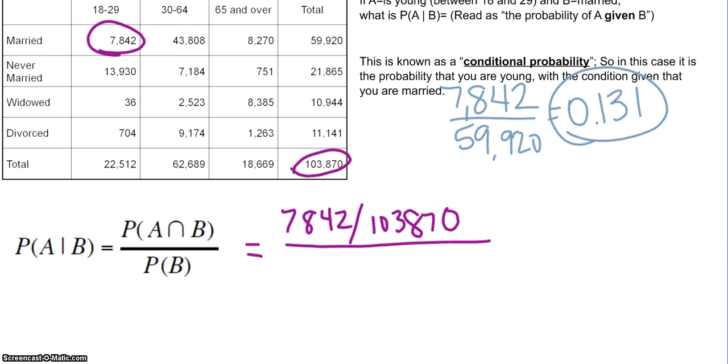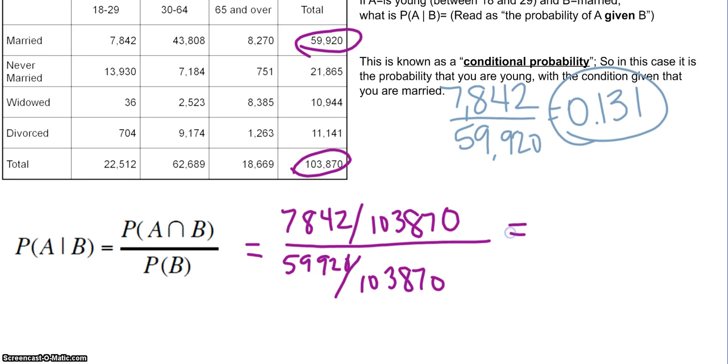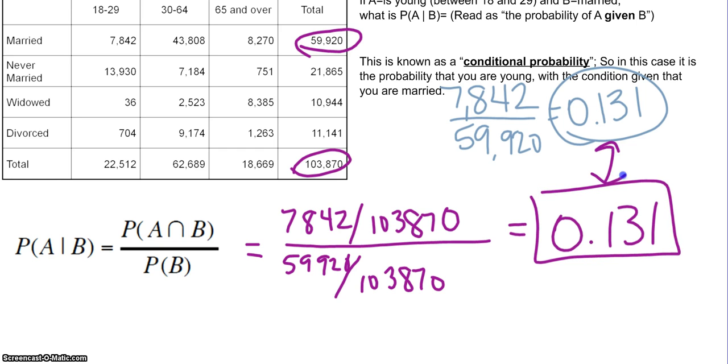Now, the probability of B was the probability that I'm married. So now we're looking at this total, 59,920, okay, over the total 103,870. So 59,920 over the 103,870. Okay, if I were to type this into my calculator, I'm still going to get the 0.131. Okay, notice how these are the same. That's because we use the formula here, or we use the table here. So it really just depends on what you've been given, on what you should use.